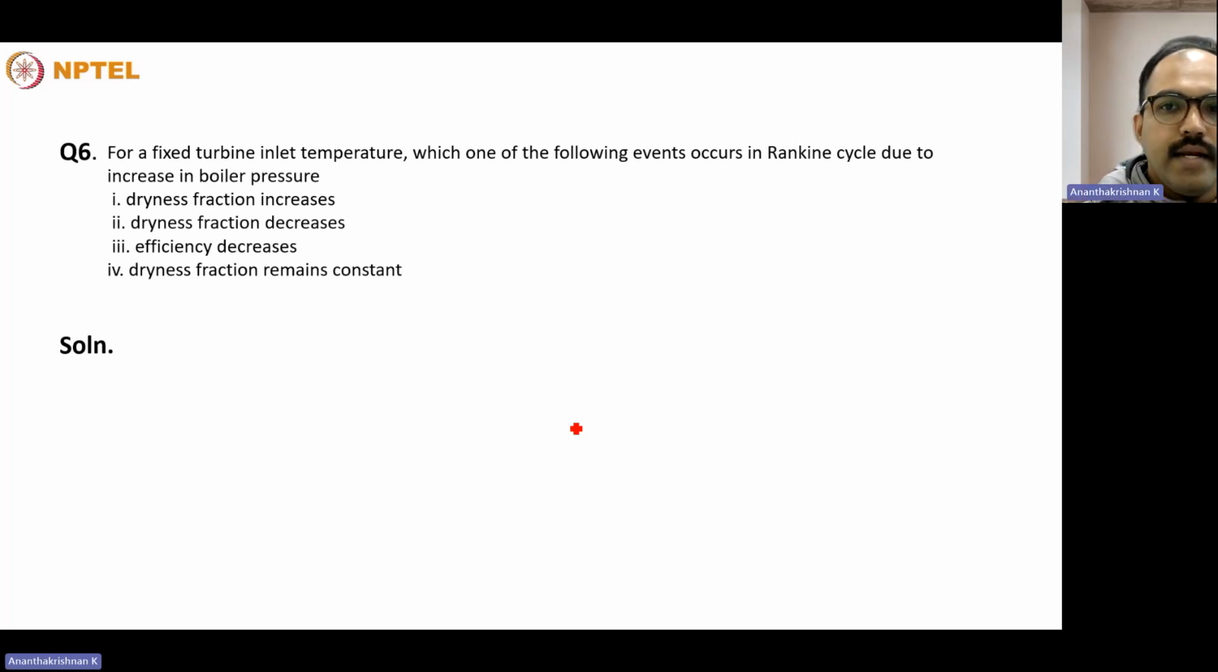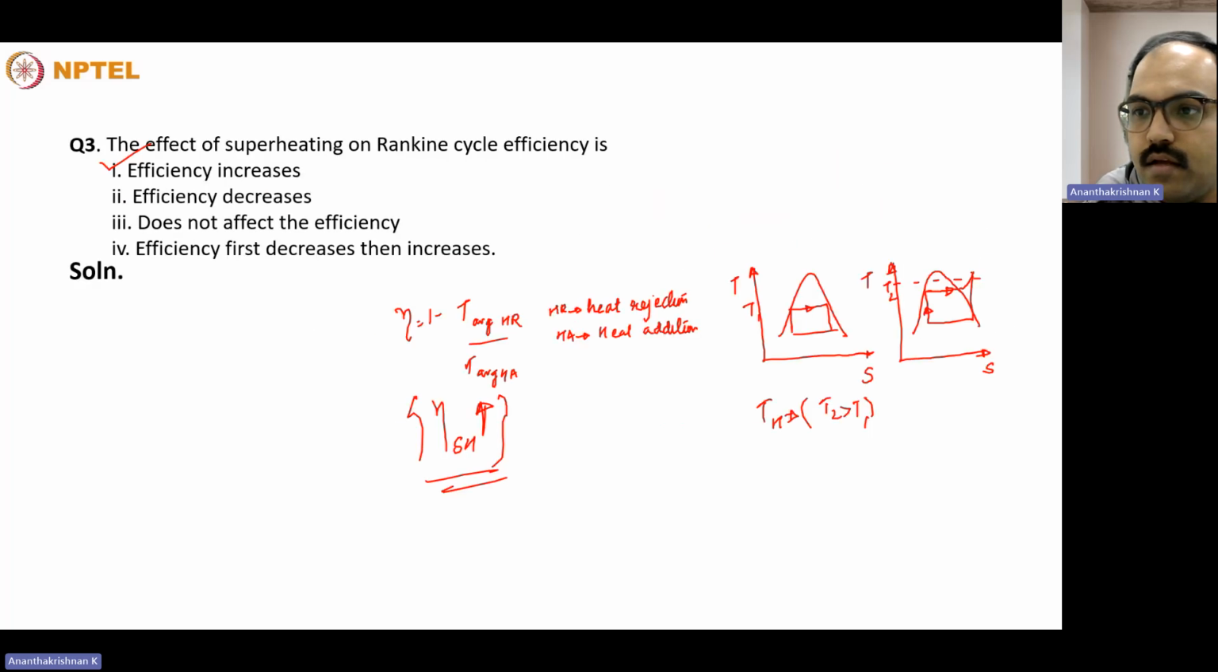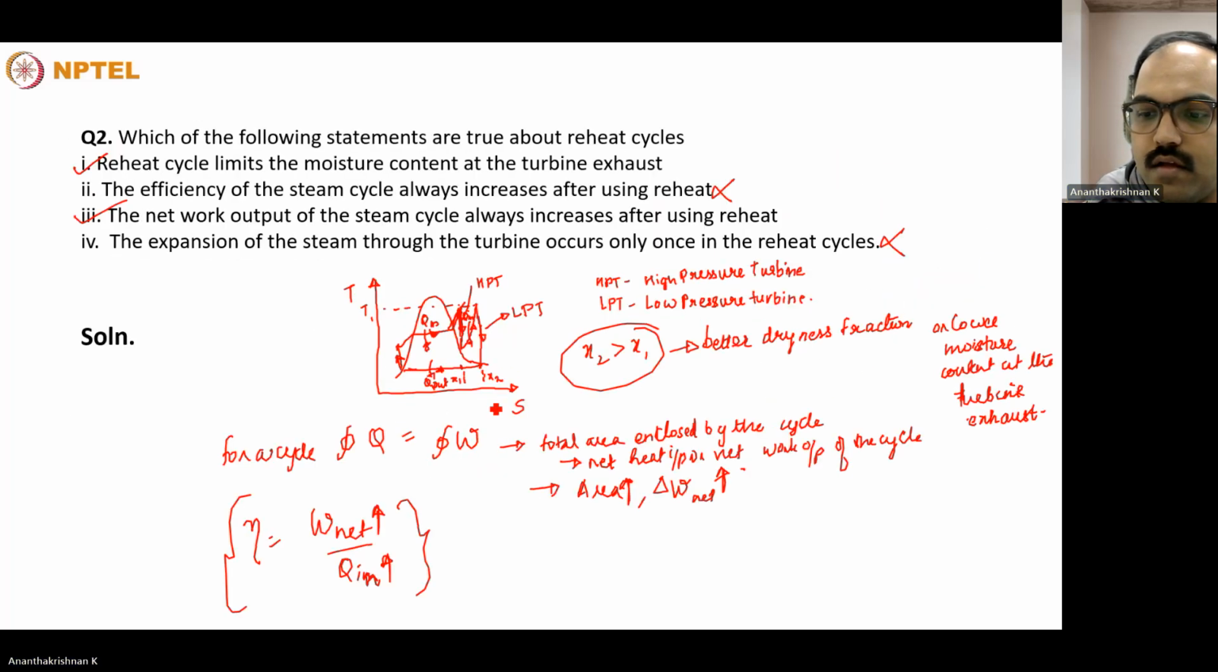For a fixed turbine inlet temperature, which one of the following events occur in the Rankine cycle due to increase in the boiler pressure? Dryness fraction increases, dryness fraction decreases, efficiency decreases, dryness fraction remains constant. It's a straightforward problem that could be explained just like the way we had tried to explain question number 2.